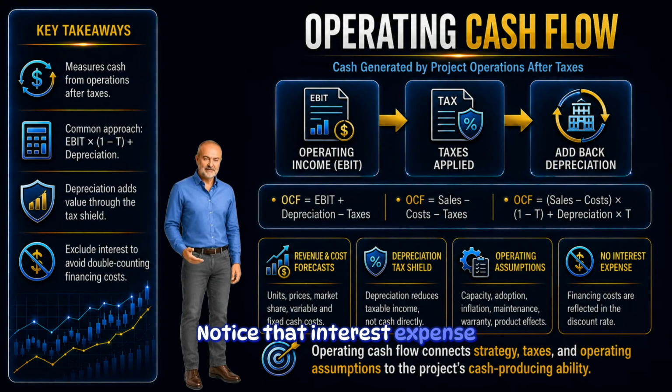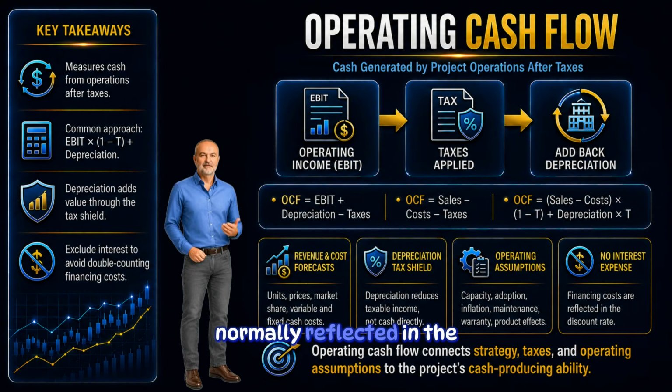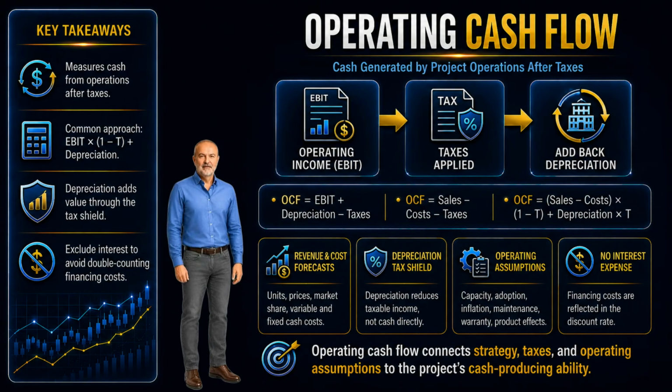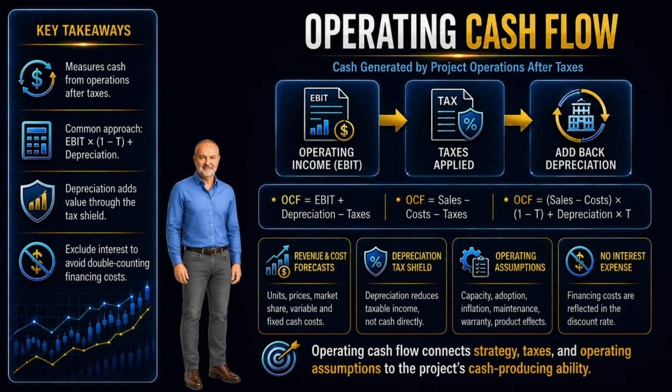Notice that interest expense is usually excluded from project operating cash flow. Why? Because financing costs are normally reflected in the discount rate. If we subtract interest in the project cash flows and also use a discount rate that reflects financing costs, we may double count the cost of financing.